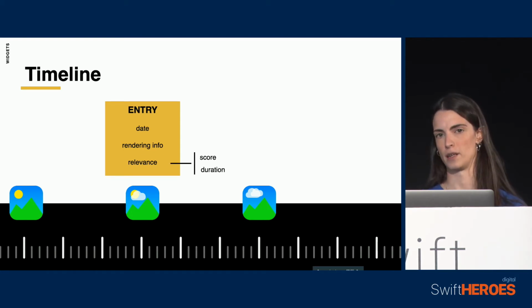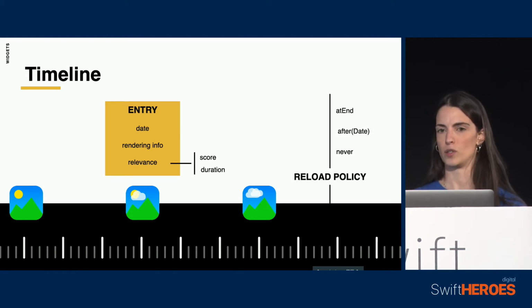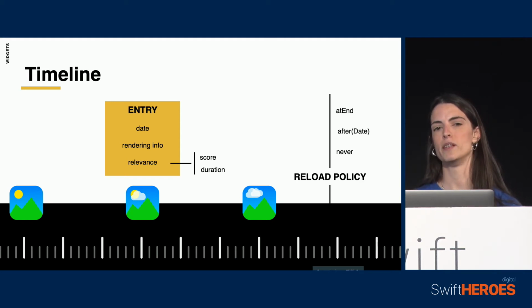Once WidgetKit has reloaded all these views, you need to tell WidgetKit when to request a new timeline. For that reason, you need to set a reload policy. The reload policy can assume 3 different values. At the end, that means that WidgetKit will request a new timeline when the first one is completed, after a specific date, or never. In the case of never, it means that it will be the host application that will request a new timeline from the widget center.